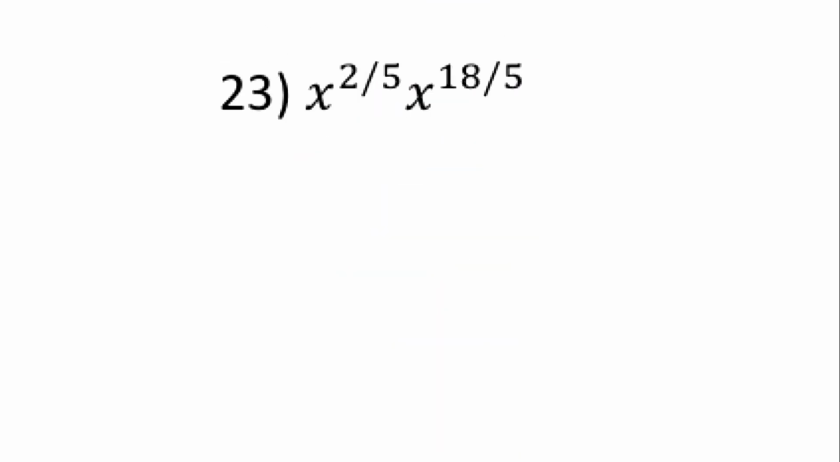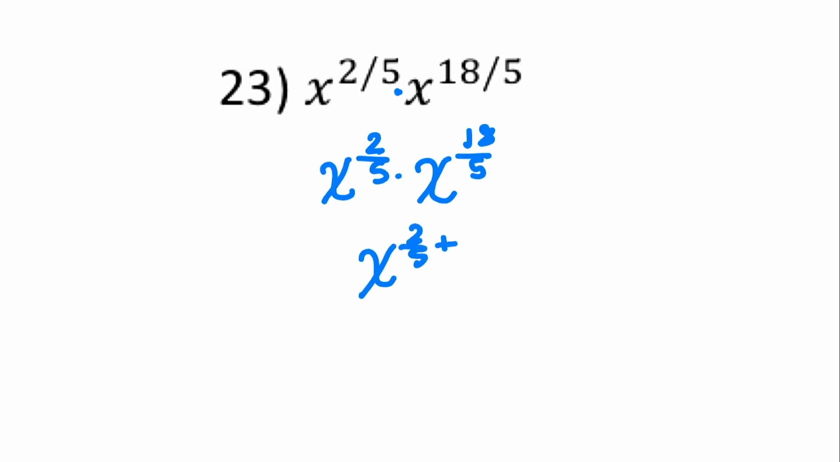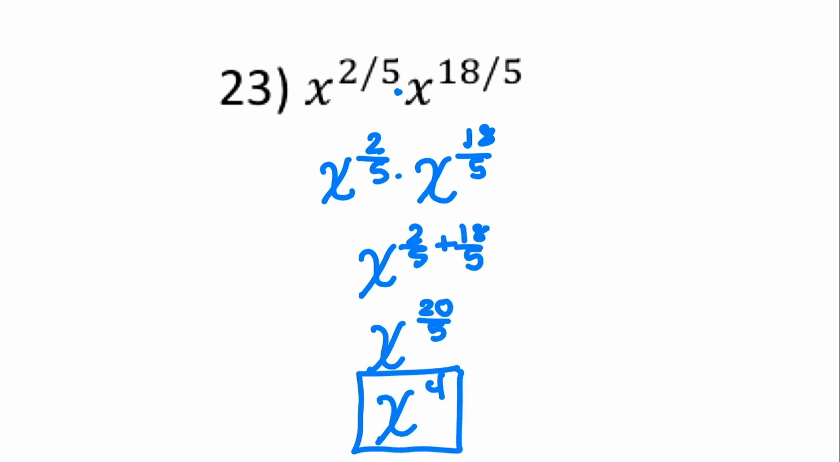Here we have two bases that are being multiplied. So the x's are actually being multiplied here. But that means we're going to add their exponents. So this is going to be x to the 2/5 times x to the 18/5, or x to the 2/5 plus 18/5, and that's going to be x to the 20/5, or x to the 4th. And that's our final answer.